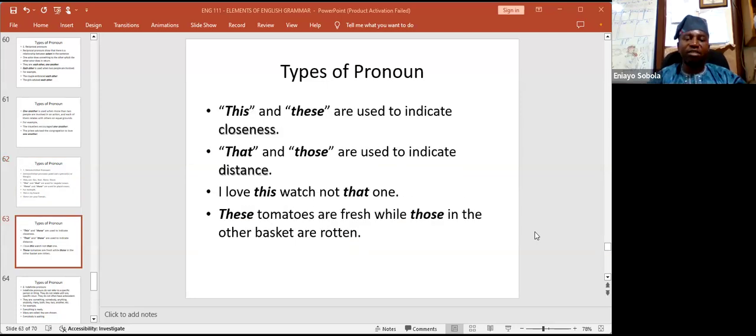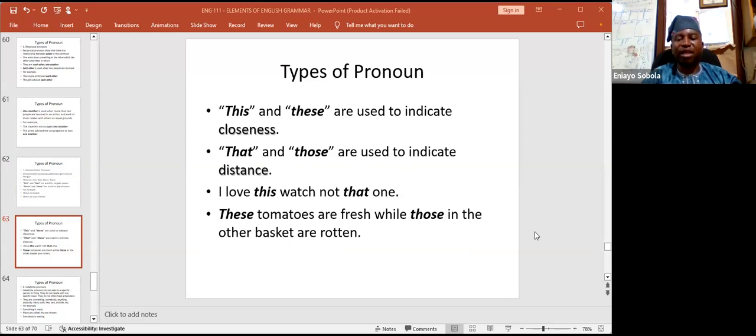We also need to know that these and these are used to indicate closeness for an object that is closer to the speaker, while that and those are used to indicate distance, something that is a bit far away. For example, I love this watch, not that one, meaning that the watch being referred to is closer. This is the watch that is being loved, but the other ones are not.